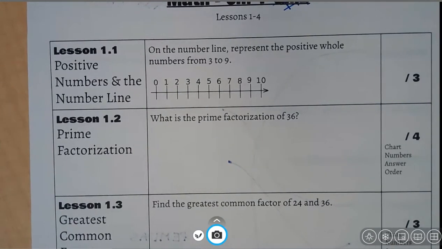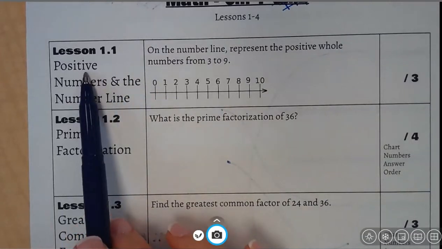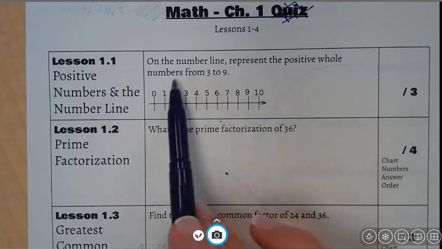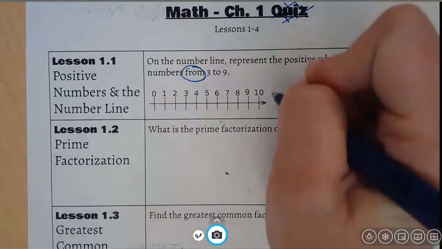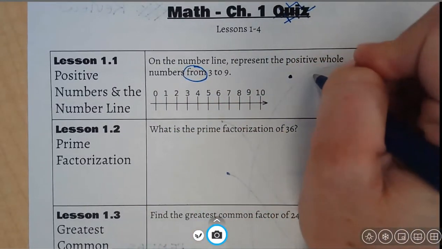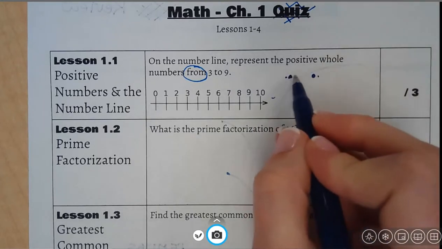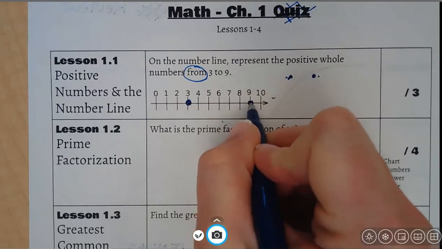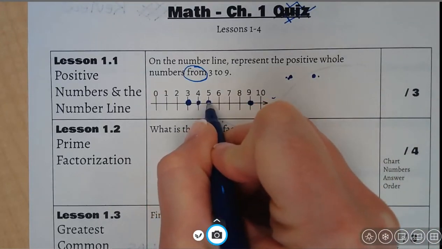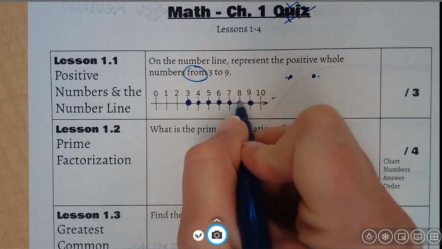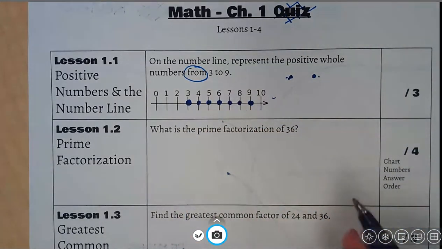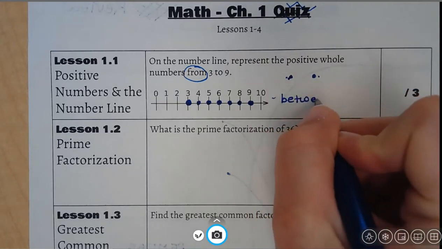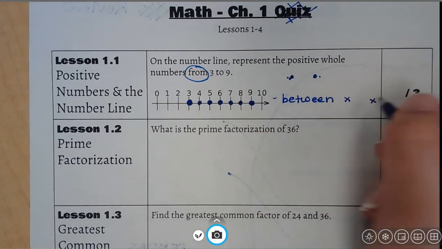And then you just need to turn it over to lesson 1, remembering that on the example here, it has the word from. And if you see from on a question, remember that would include the numbers on the ends. So that would include 3 and 9. So all of the positive whole numbers from 3 to 9 would be dotted. If it would just said odd, then you would just dot the odd. If it had said even, you would dot those. If it said between, you would not include the ends.